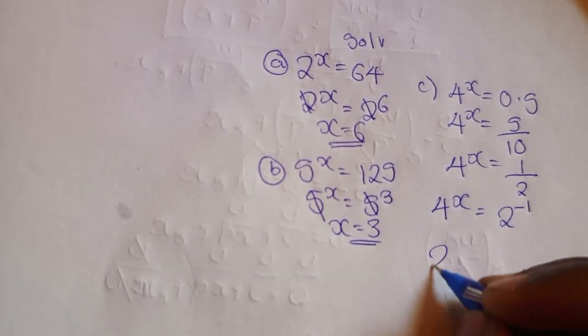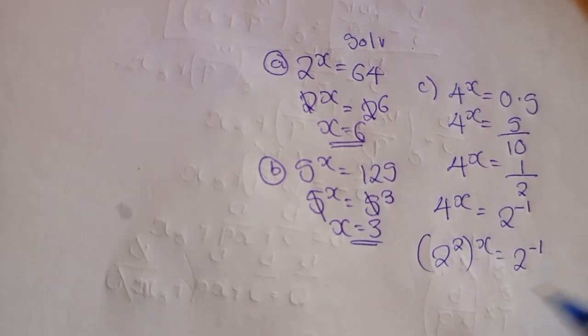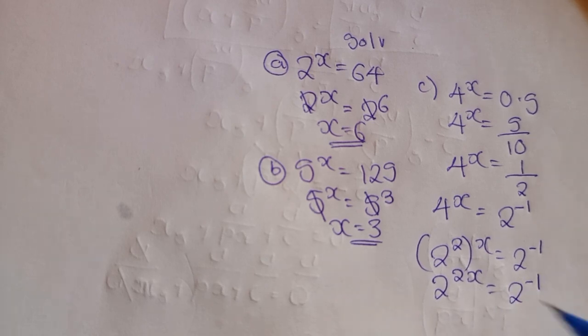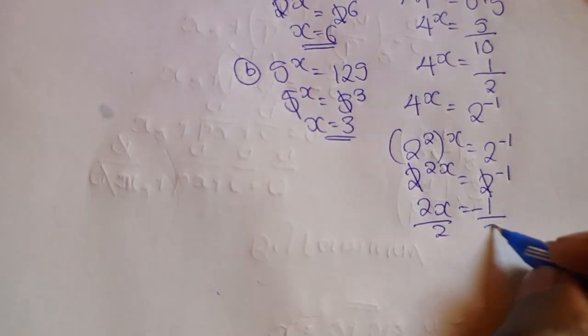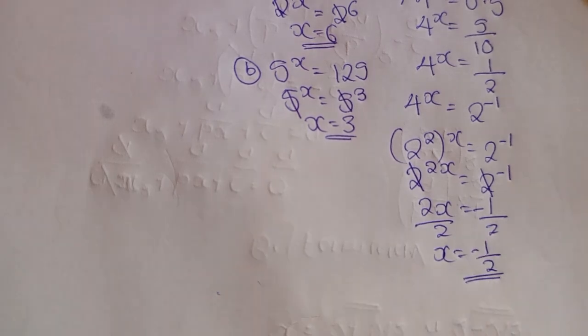where 4 to the power x is the same as 2 to the power 2x, being equal to 2 to the power negative 1, where these 2s can cancel and 2x is equal to negative 1. Now we divide both sides by 2, and you have the value to be negative 1 over 2. So this is how you find the solutions to these equations.